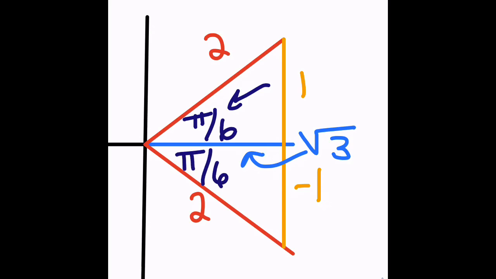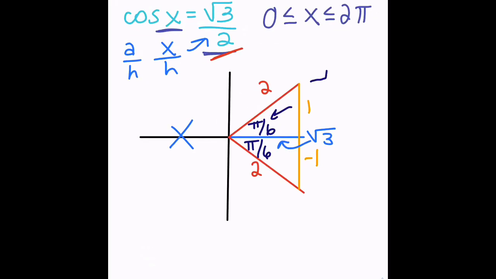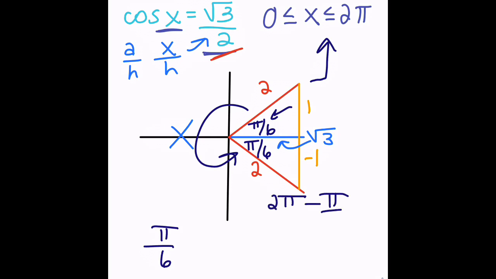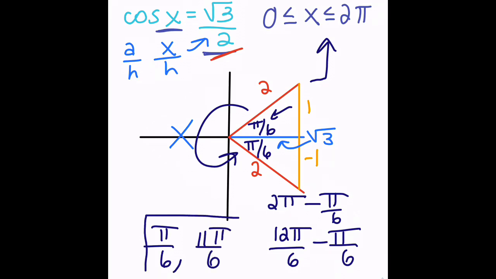Now, pi over 6 itself is between 0 and 2 pi, so you can use that as one of the angles. That would be the angle for the top triangle. However, for the bottom one, it could be negative pi over 6, but that's not in the interval we want. So we're going to go around and solve it on the interval 0 to 2 pi. So it would be 2 pi minus pi over 6 to get the angle we want. That's 12 pi over 6 minus pi over 6, and when you solve that, you get 11 pi over 6. And that would be the second angle that we need.